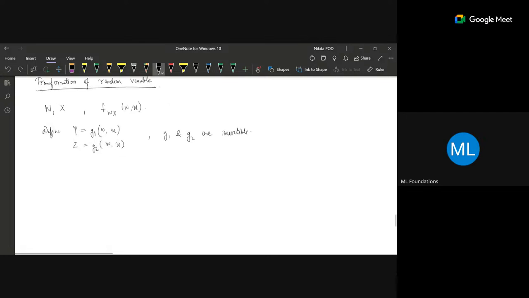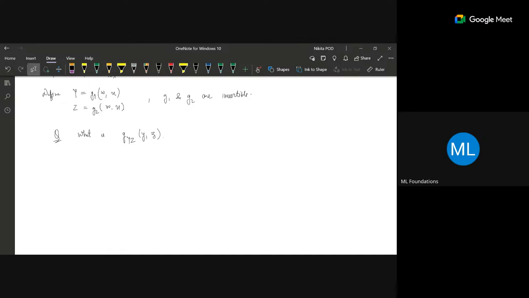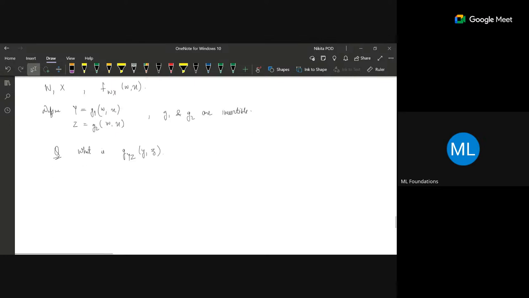Now the question is, what is going to be g of y comma z? So how do you find the joint distribution of Y and Z, given you know the distribution of W and X, and you know this is how your Y and Z are defined? So to find out what your joint distribution for Y and Z is, you just multiply by the Jacobian. So g of yz will be the Jacobian times f of WX.